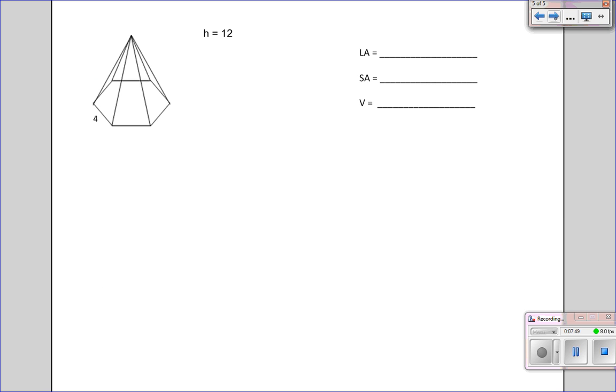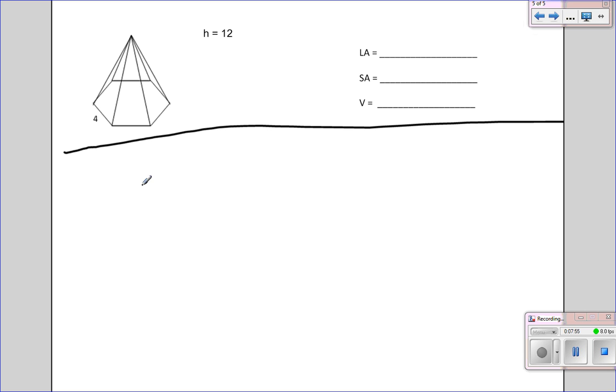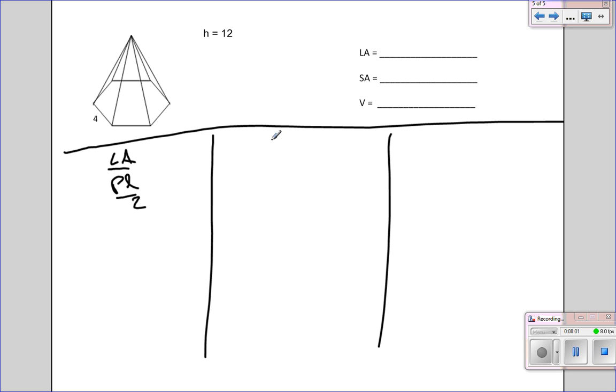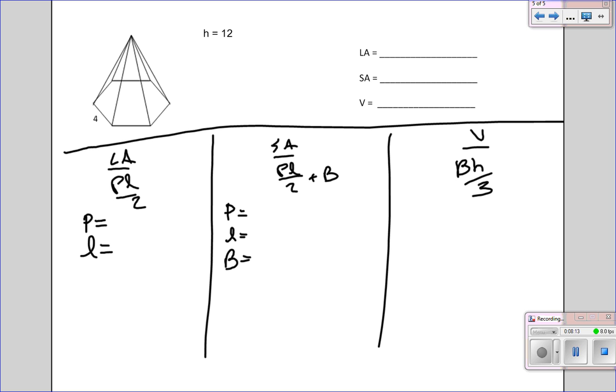All right, last one. I want you to pause and see how far you can get with this. Okay, let's see how well you did. Let's draw the chart. So we got LA, PL over 2, SA, PL over 2 plus big B, and volume, big B times H divided by 3. P equals, L equals. And if you can get this one and the last one, then I think you got pyramids down really well.